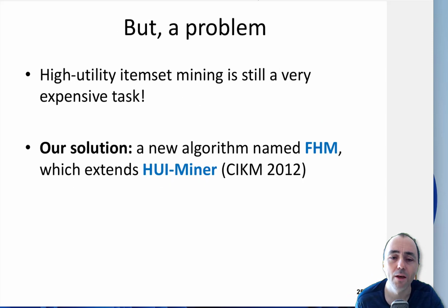But there is a problem about this. High utility itemset mining is still a very expensive task in terms of time or memory, because the search space can be very, very big. So in this presentation, I will explain two algorithms, HUI-MINER and another algorithm called FHM.